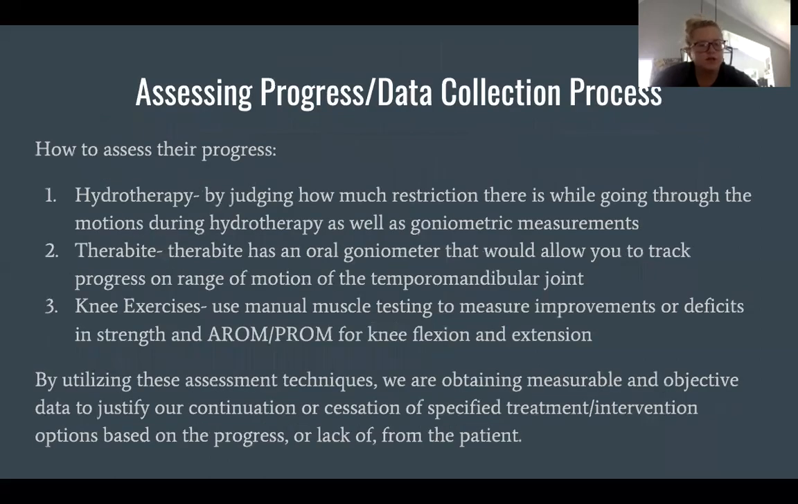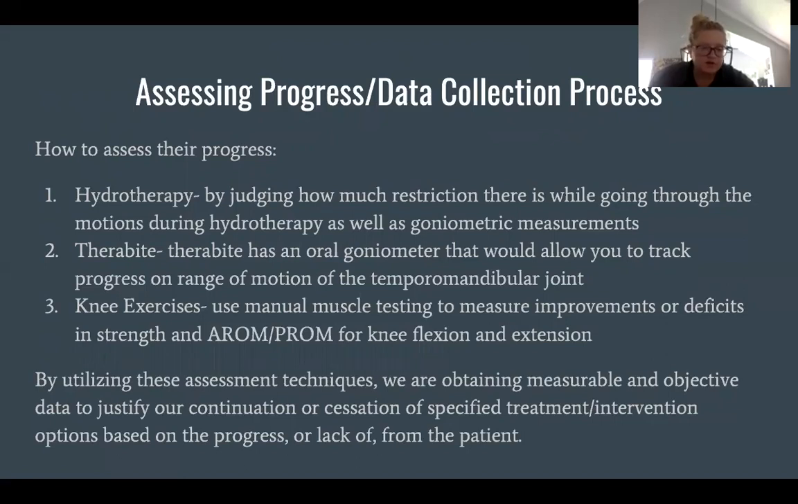So now we're going to talk a little bit about how we would assess our progress and collect data. And so for the first intervention that we had mentioned, it was hydrotherapy. And so we would assess their progress by judging how much restriction there is while going through the motions during the actual hydrotherapy, as well as using goniometric measurements. For the second intervention, the Therabite, it has an oral goniometer that would allow you to track progress on the range of motion within a temporomandibular joint.